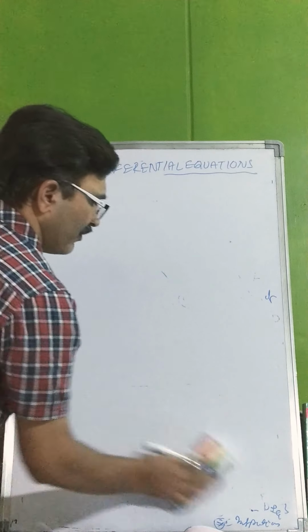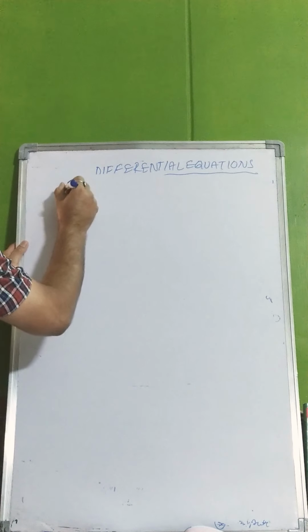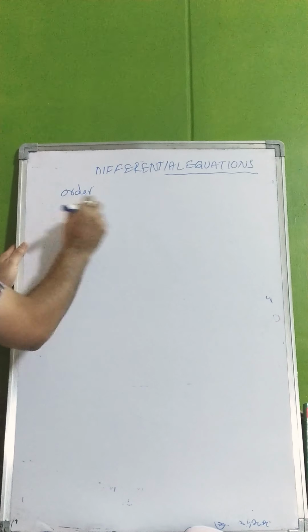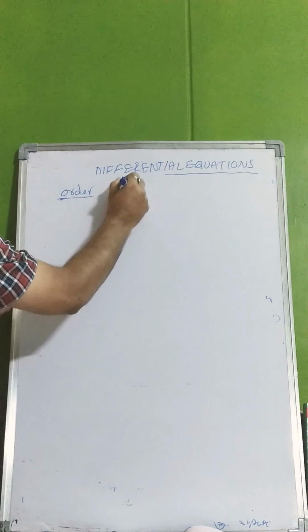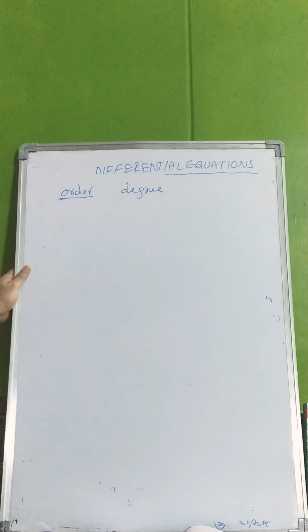So now in part 1, see here, order. Okay, order, I'll explain here, roughly. Order and degree together, sir. Order and degree I am going to explain.